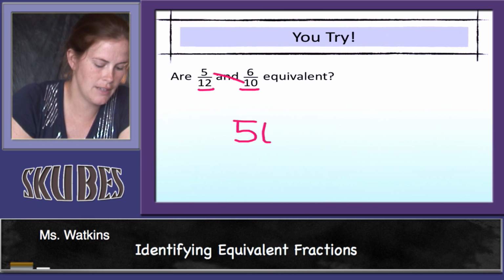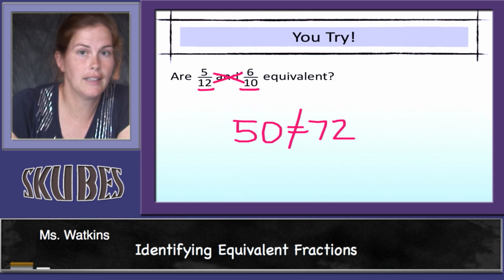5 times 10 is 50. 6 times 12 is 72. So these two are not equivalent.